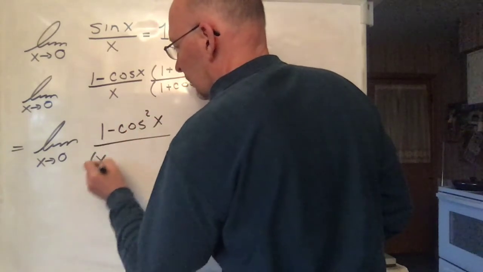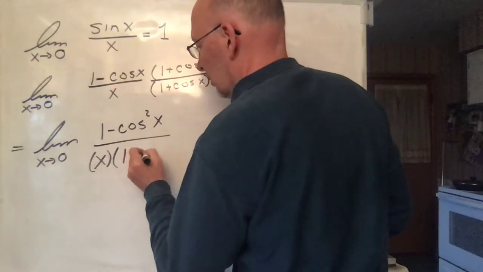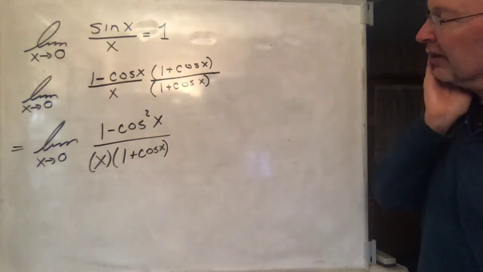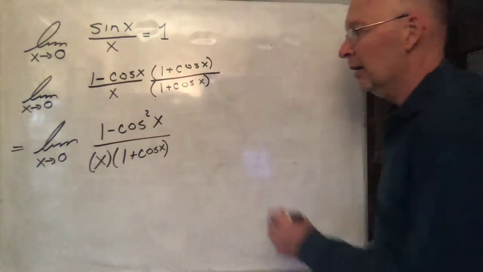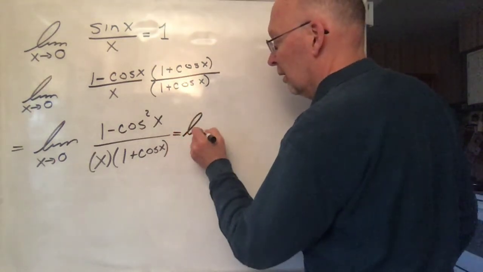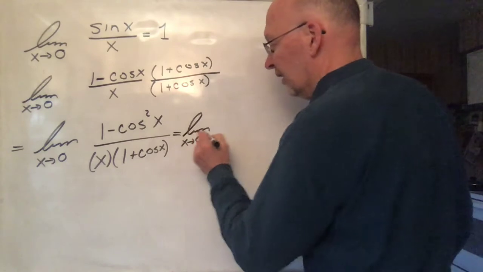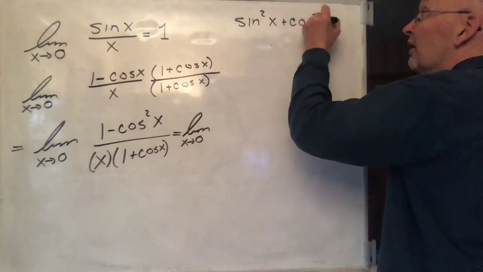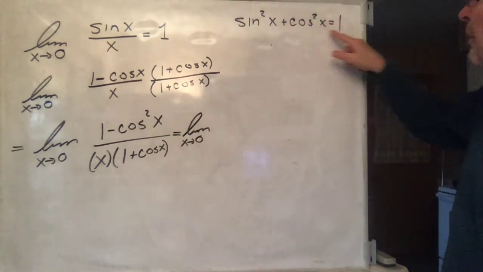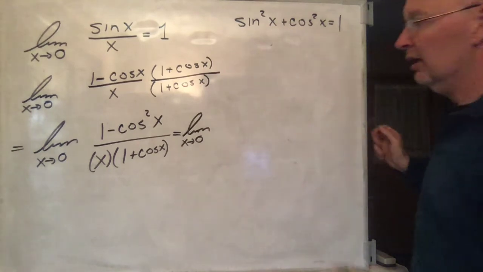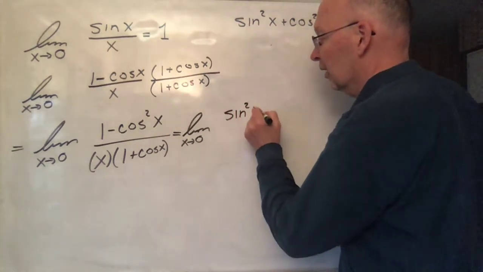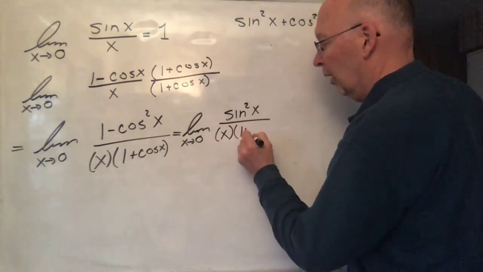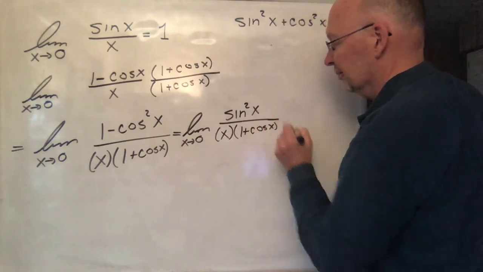And on the bottom, you have that. Well, how does that help? That looks more complicated than what we had before. But we're in luck, because I remember a trig identity. I remember that sine squared x plus cosine squared x is equal to 1. So 1 minus cosine squared x is sine squared. So here's the trig identity, which is useful. And here you have x times 1 plus cosine of x.